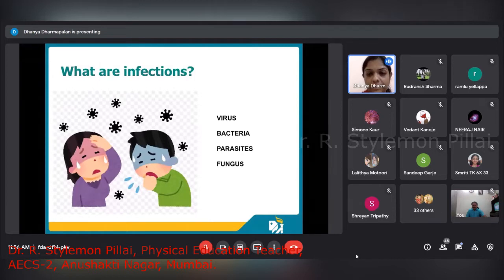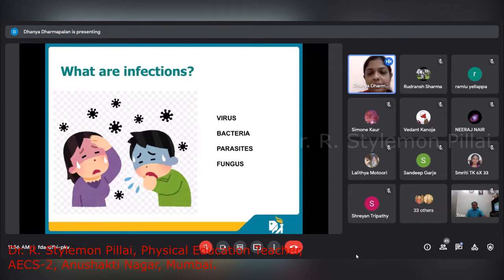Infections are caused by germs, and that makes you sick. You get fever, cough, cold, loose motions, and various other symptoms. These germs are of different types. They can be viruses, bacteria, parasites, or fungus.